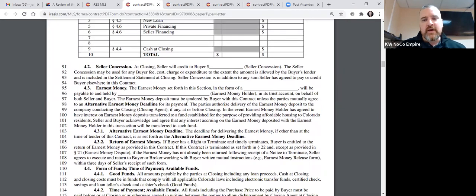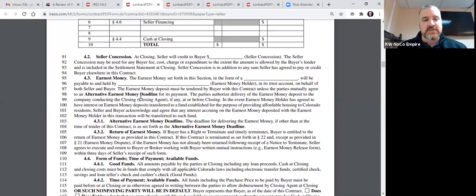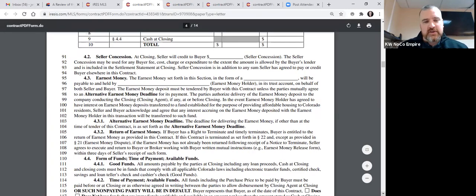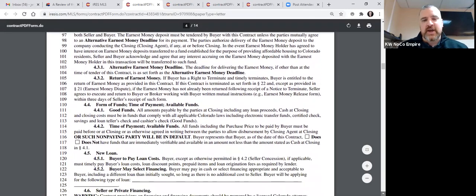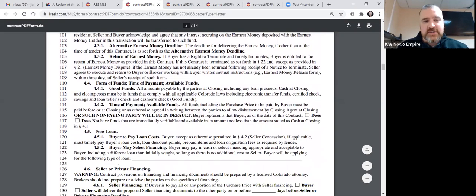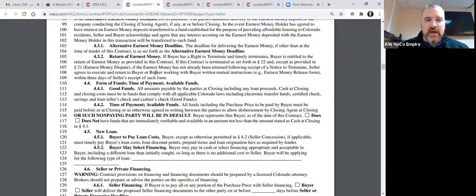Okay? Earnest money, again, very similar here. It's going to be in whatever form, a check, a wire transfer, good funds, going to be paid and held by the title company in most cases. Well, we're not going to hold it as Keller Williams because we don't hold earnest money. So probably the title company is going to hold it. All that stuff is going to be similar to the contract to buy and sell. Alternative earnest money deadline, similar to contract to buy and sell. Return of the earnest money, again, similar to the contract to buy and sell.